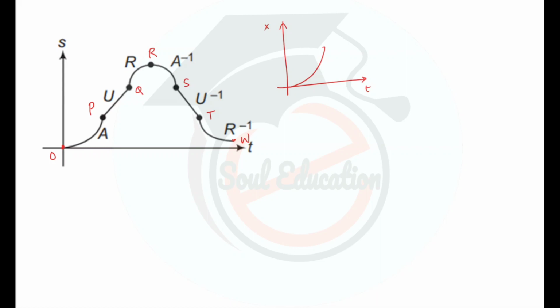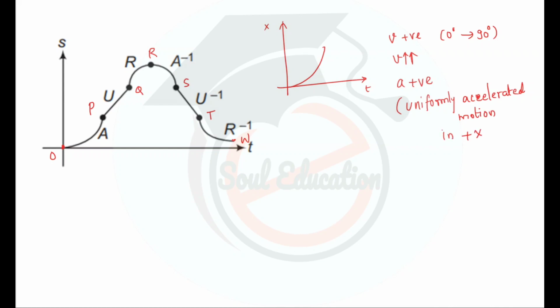Here, velocity is positive because theta goes from 0 to 90 degrees. So theta is lying between 0 and 90 degrees, so it is positive, and it is increasing. Positive as well as increasing. Open upward, so acceleration is positive. So this is uniformly accelerated motion, in the positive x direction.